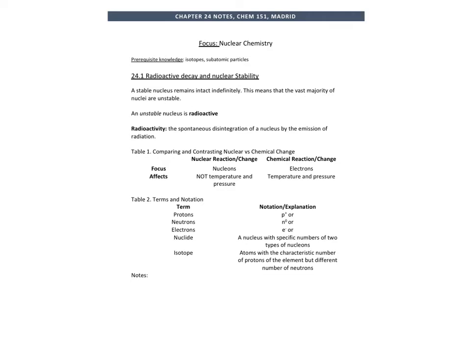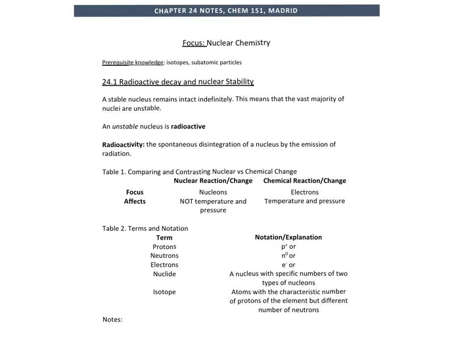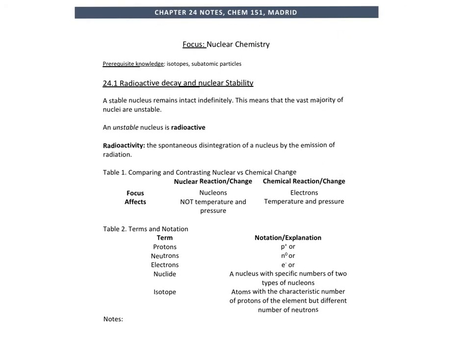Okay, welcome. Our main focus for chapter 24 is nuclear chemistry. What you need to know before we actually start this chapter is definitions of isotopes and subatomic particles. So you can go back to chapter 2 if you need a little refresher on that, but we're going to be using that terminology here in this chapter right from the beginning.